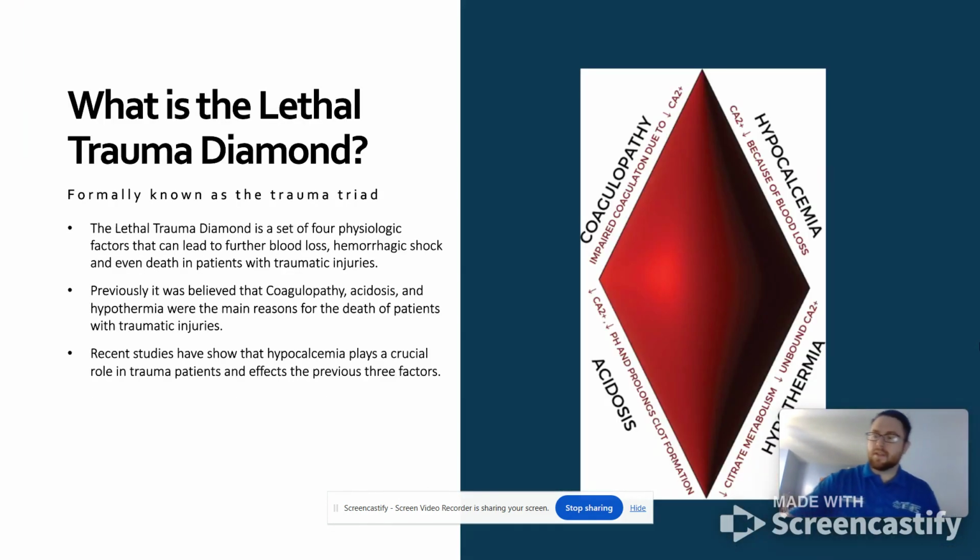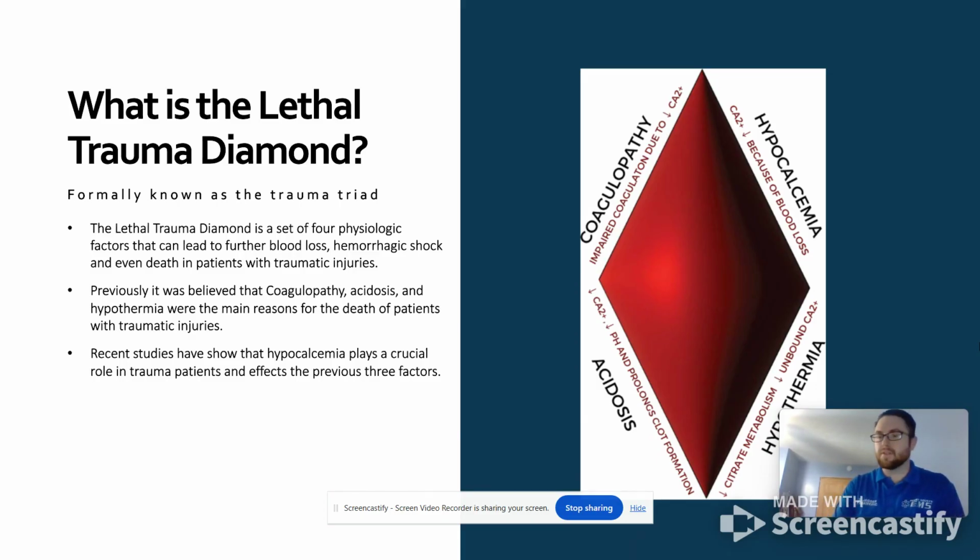So first, what is the lethal trauma diamond? The lethal trauma diamond is a set of 4 physiologic factors that can lead to further blood loss, hemorrhagic shock, and even death in our patients with traumatic injuries. Previously it was believed that coagulopathy, acidosis, and hypothermia were the main reasons for the high mortality rate in our patients with traumatic injuries. However, recent studies have shown that hypocalcemia plays a crucial role in our trauma patients, and it also affects the previous 3 factors. So with that being added, we've gone from the lethal trauma triad to the lethal trauma diamond.